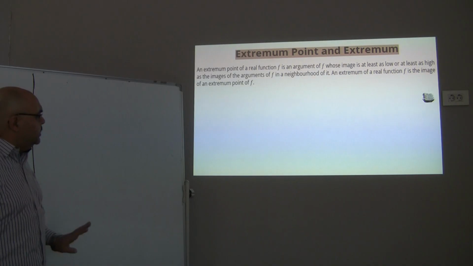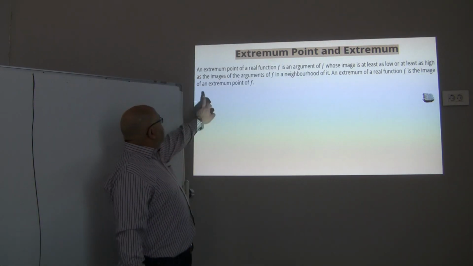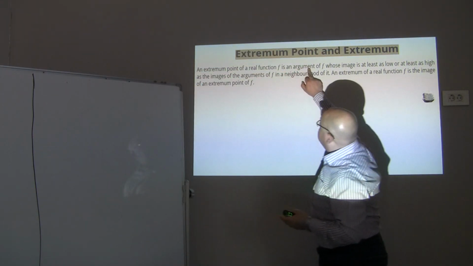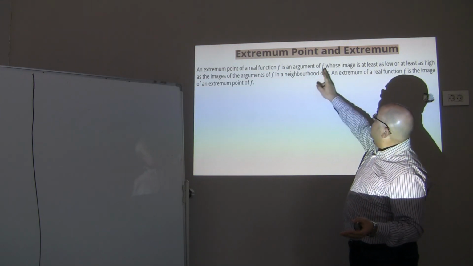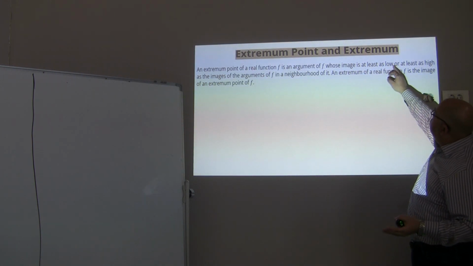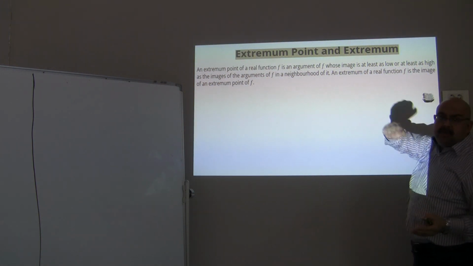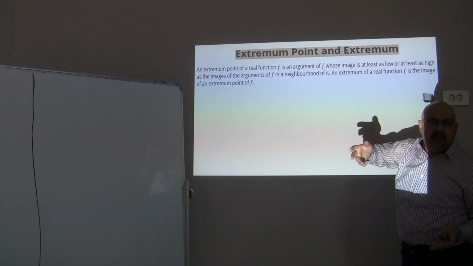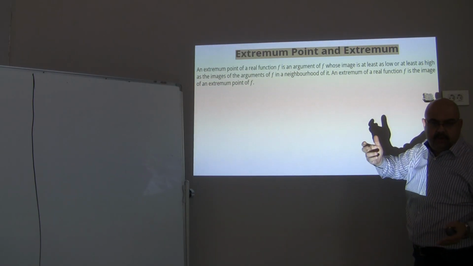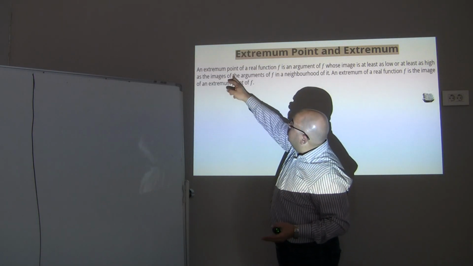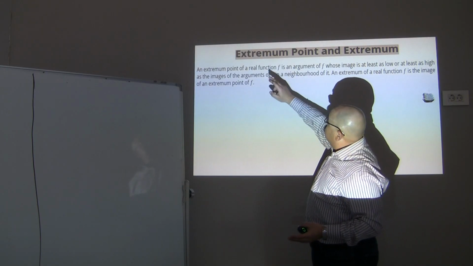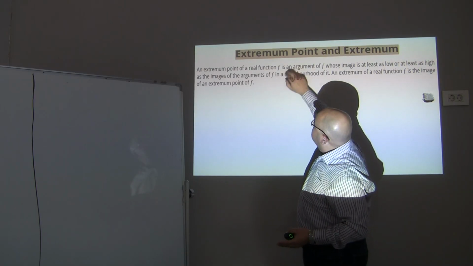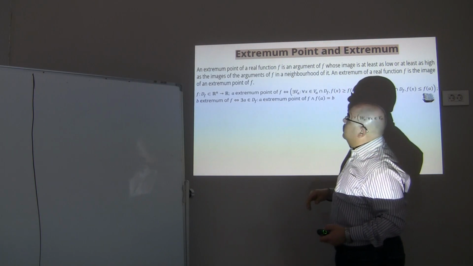Now for the definition, as I told you, it was explained in this paragraph. An extreme point of a function f is an argument of f. Argument of f means the input of f, whose image is at least as low, once you are studying the case of minimization, or at least as high, in the case of maximization, as the images of the other arguments. So the images of the arguments stand for the extremum, and the arguments themselves stand for the extreme points.